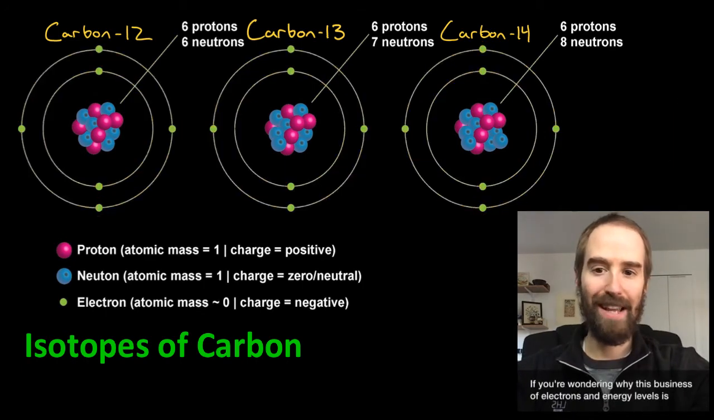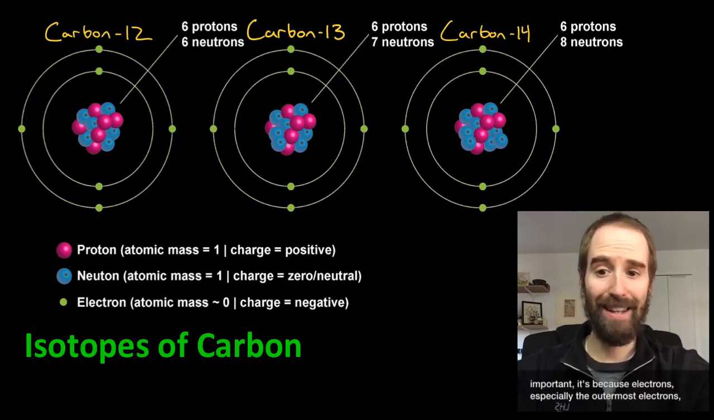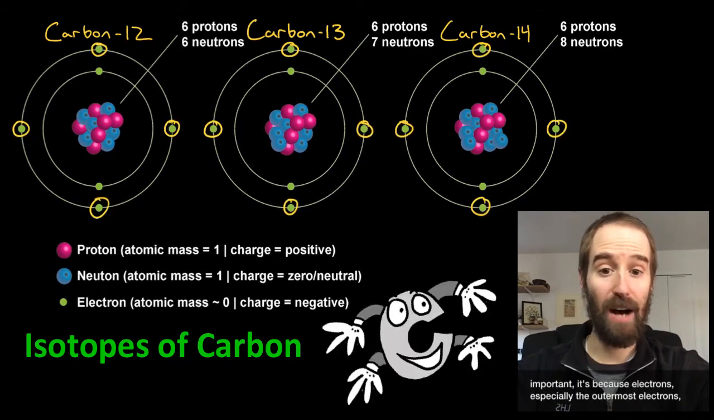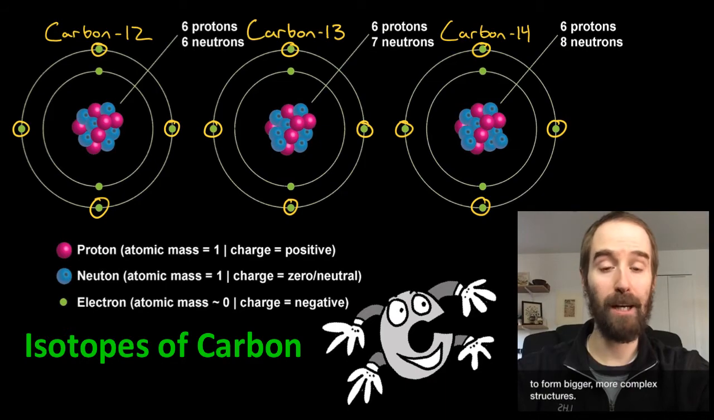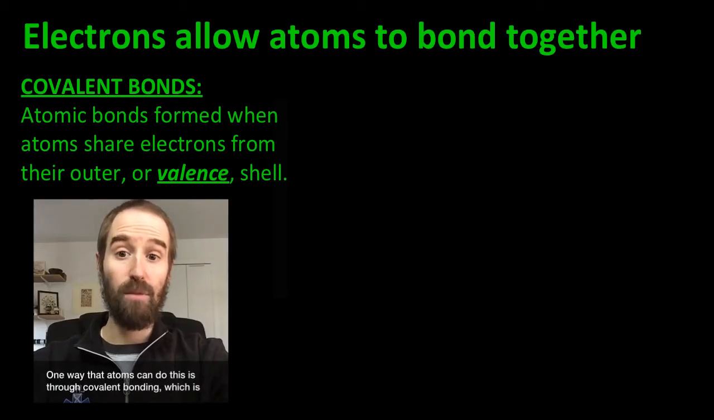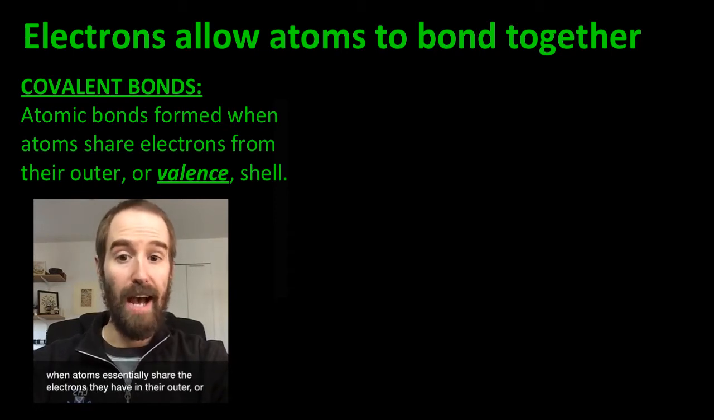If you're wondering why this business of electrons and energy levels is important, it's because electrons, especially the outermost electrons, have everything to do with how atoms form bonds with one another to form bigger, more complex structures. One way that atoms can do this is through covalent bonding, which is when atoms essentially share the electrons they have in their outer or valence shell.